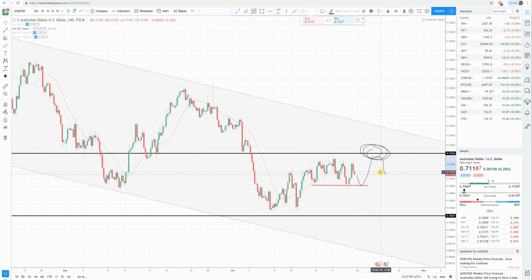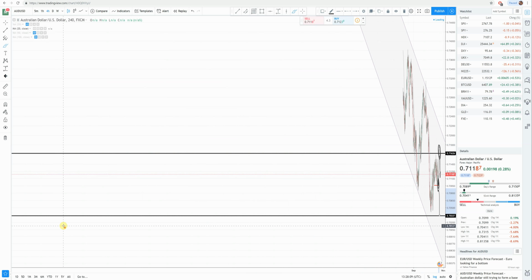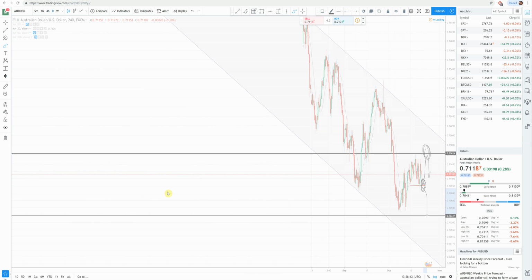It may go down again, or it may breach this intraday support and just go straight down to this big support level on the daily.